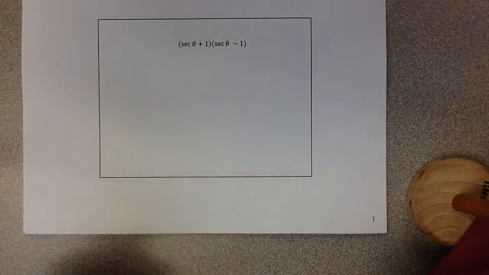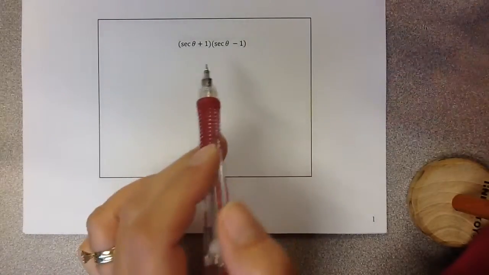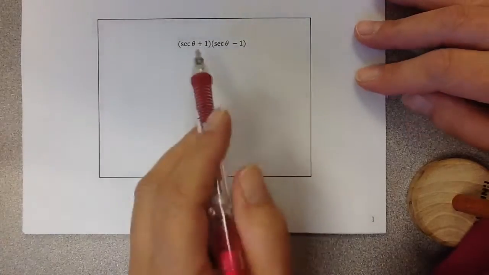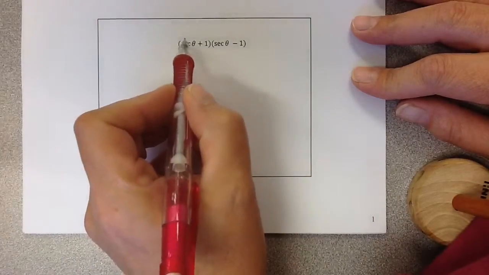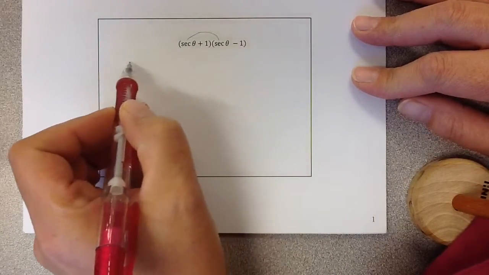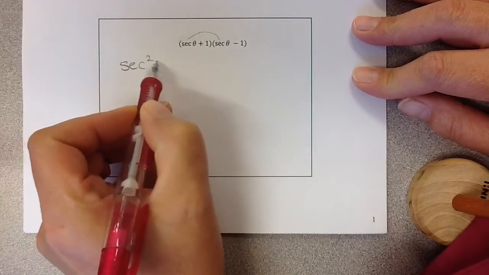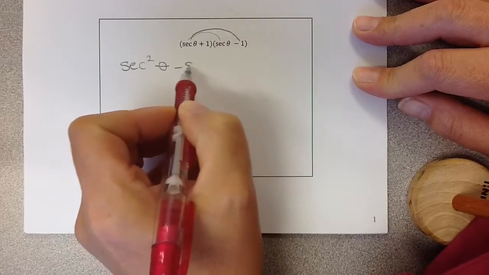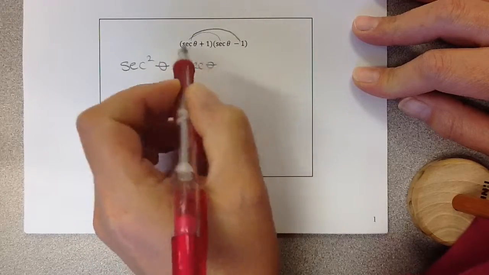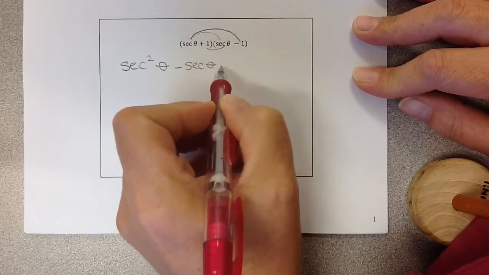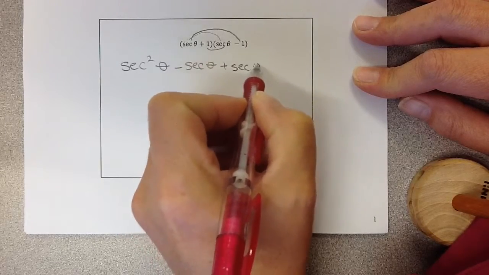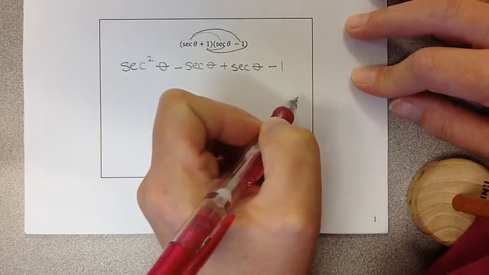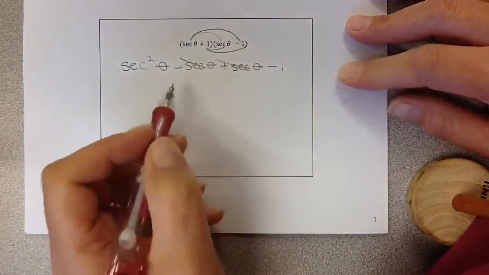The next example, we have more parentheses. It should just scream at us, do distributive property. So we're actually going to FOIL this one since we're multiplying binomials. So secant times secant is secant squared of theta. Outer terms, secant times negative 1 is negative secant theta. Inner terms, 1 times secant is positive secant theta. Last times last, 1 times negative 1 is minus 1. Middle terms are going to add up to 0.